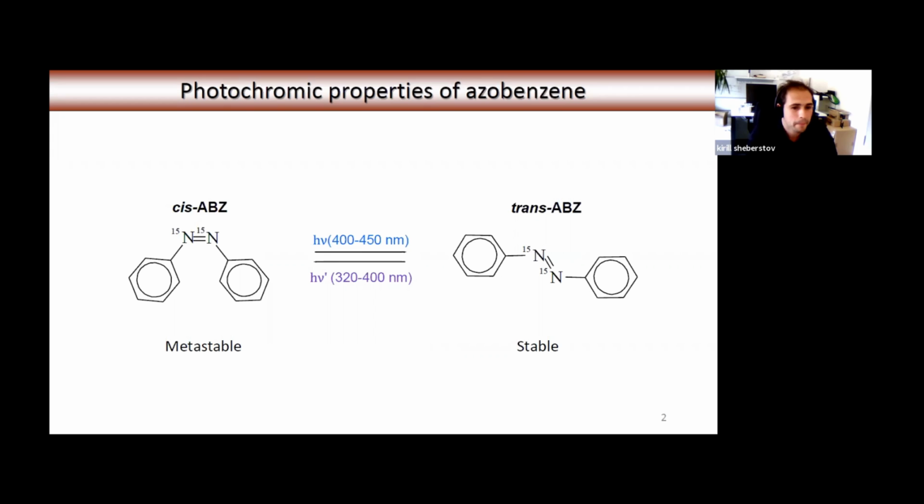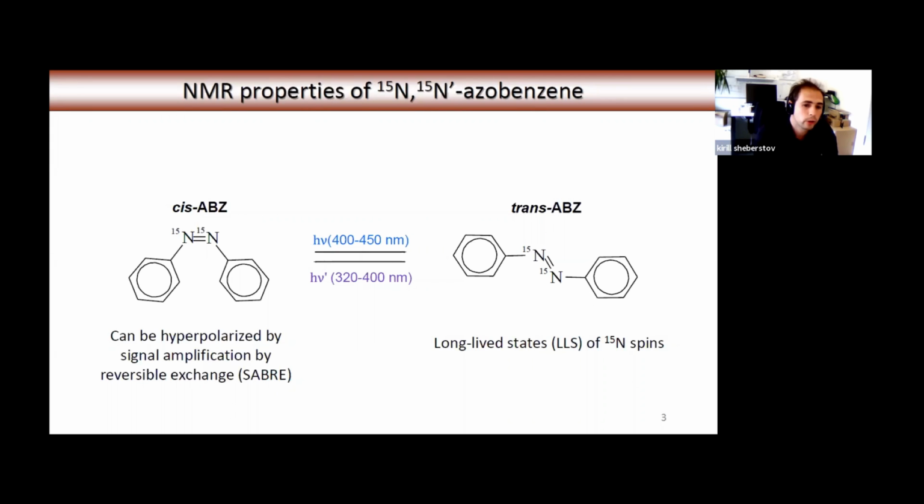Next slide, please. The same molecule is actually interesting from an NMR perspective, especially if we consider a nitrogen-15 labeled compound. For instance, the trans azobenzene nitrogen-15 spin pair exhibits a long-lived state. So the singlet state of this pair is long-lived. And cis azobenzene can be efficiently hyperpolarized using the SABRE technique. So our idea in this work is to try to perform hyperpolarization of cis azobenzene, then photoswitch it to the trans configuration and store hyperpolarization in the long-lived state of trans N15 spins.